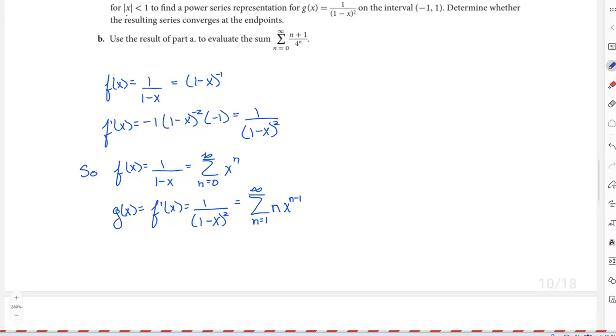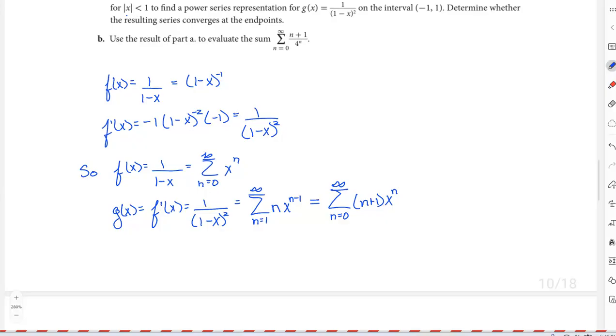Now, it's fine to leave it that way. This book does like to start at 0. So if I move this back to start at 0, then that means I have to change these n's to move up 1. So that's going to be n plus 1 times x to the n plus 1 minus 1, which is really just x to the n. Okay, either representation would be fine, but this book does like to start these power series at 0.